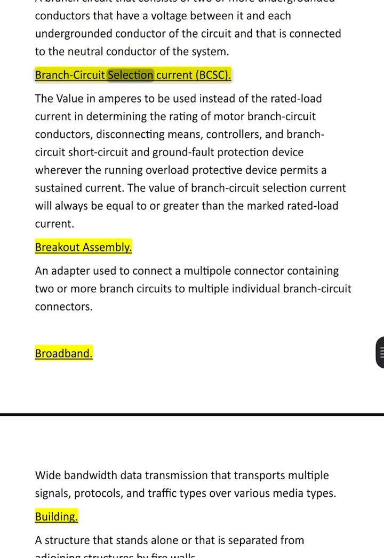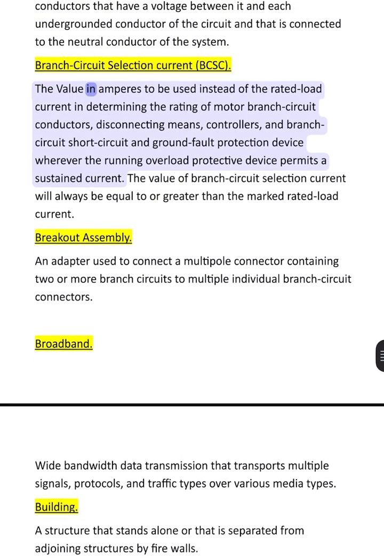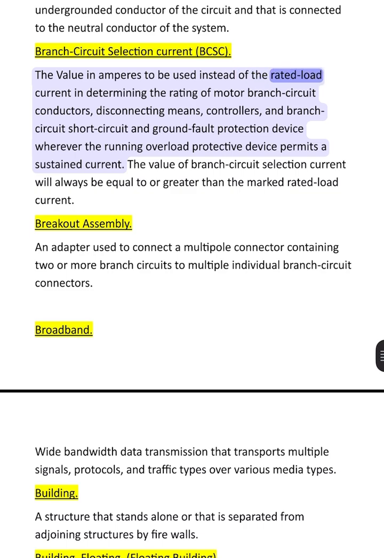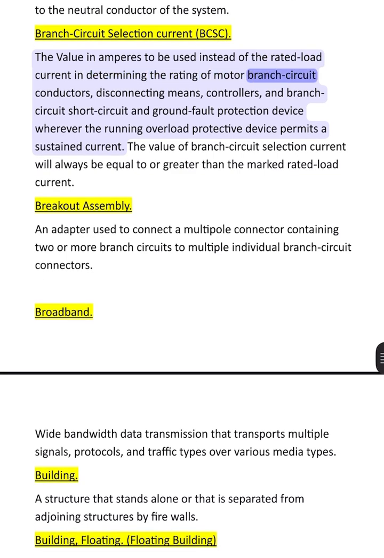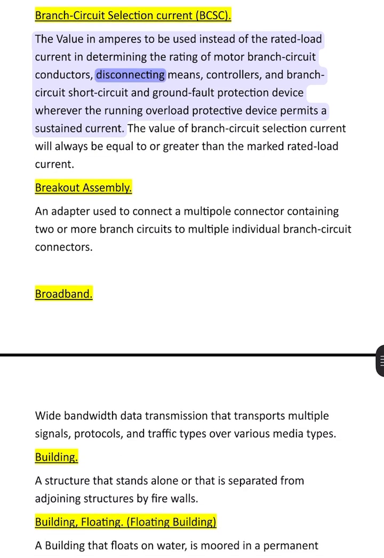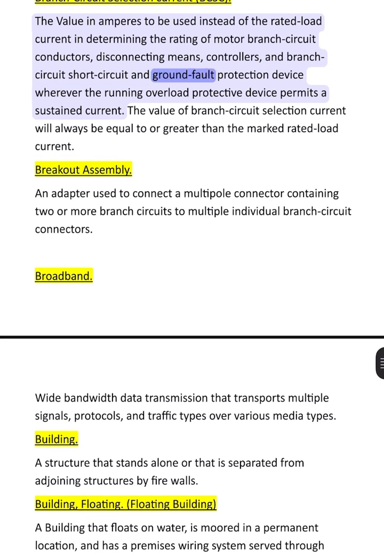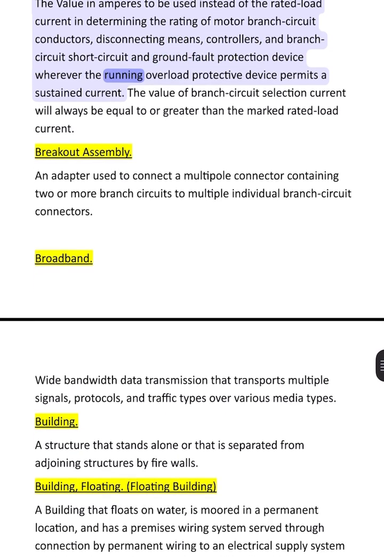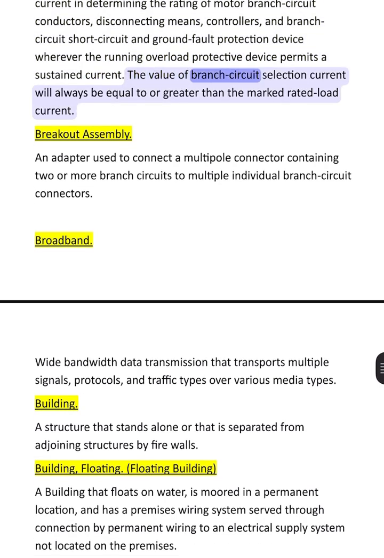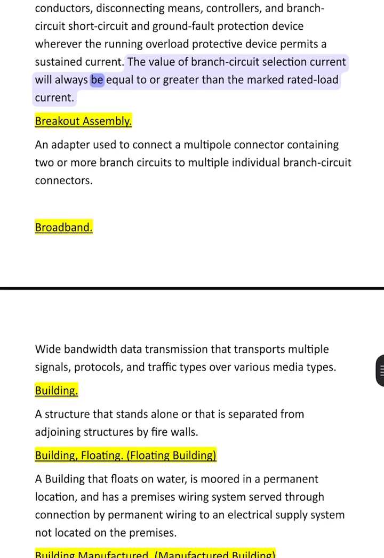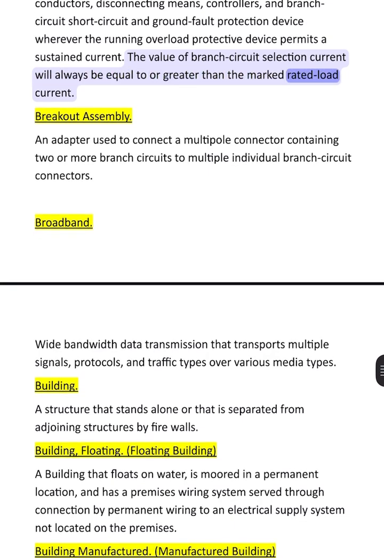Branch circuit selection current, BCSC. The value in amperes to be used instead of the rated load current in determining the rating of motor branch circuit conductors, disconnecting means, controllers, and branch circuit short circuit and ground fault protection device wherever the running overload protective device permits a sustained current. The value of branch circuit selection current will always be equal to or greater than the marked rated load current.